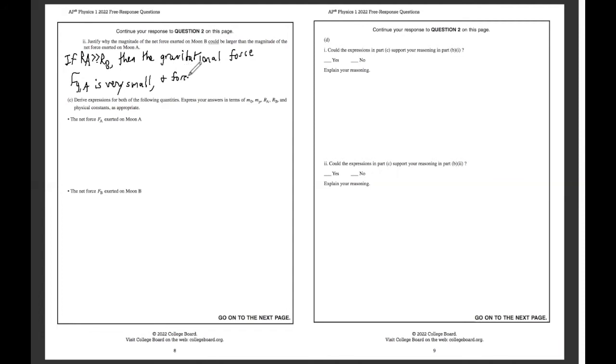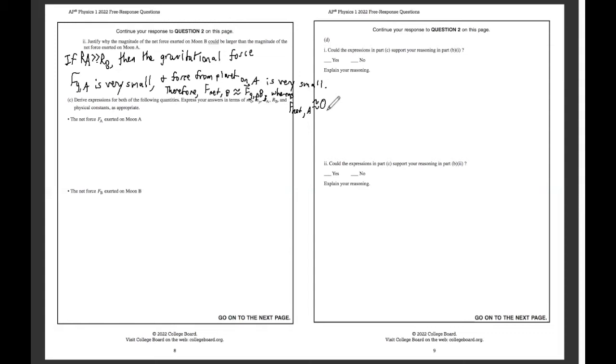and the force from the planet on A is very small. Therefore, the net force on moon B would be approximately equal to the gravitational force from the planet on B then. Whereas F net A would be approximately equal to 0 then. And so obviously that means that moon B would have the larger magnitude of the net force then.